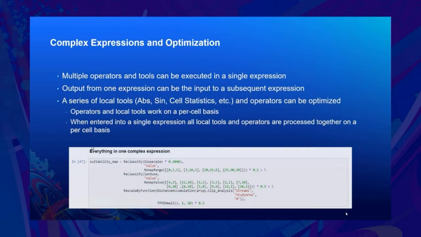Now as I said, the power of map algebra is from writing complex expressions. You can actually combine multiple operators and tools and write a single expression. You can also use the output from one expression in a subsequent expression. But the optimization comes when you chain local tools like Abs, Sine, Cos, which operate cell by cell, or some other focal functions all together. And what happens then, instead of running them one by one, it will all run together in one shot. And what you get is an optimized execution, which takes less time and is very efficient.